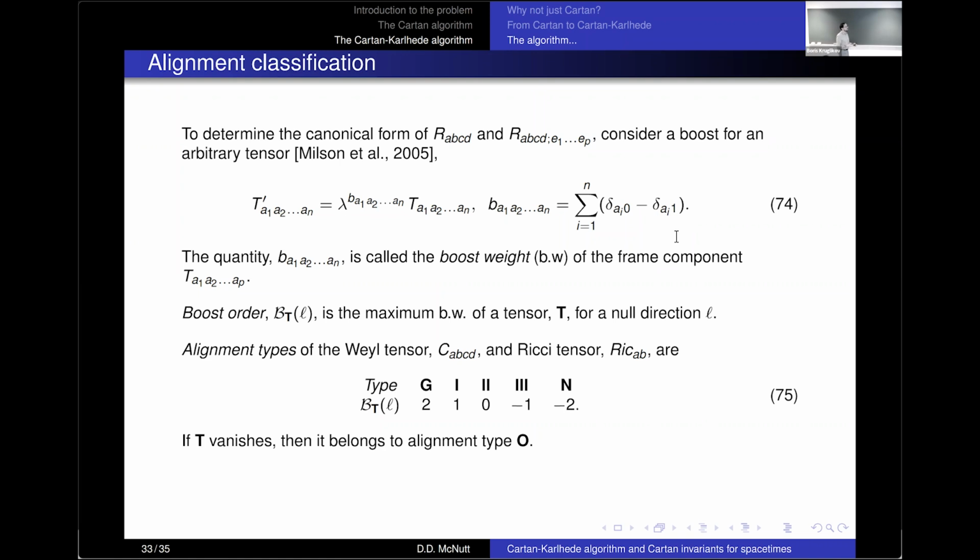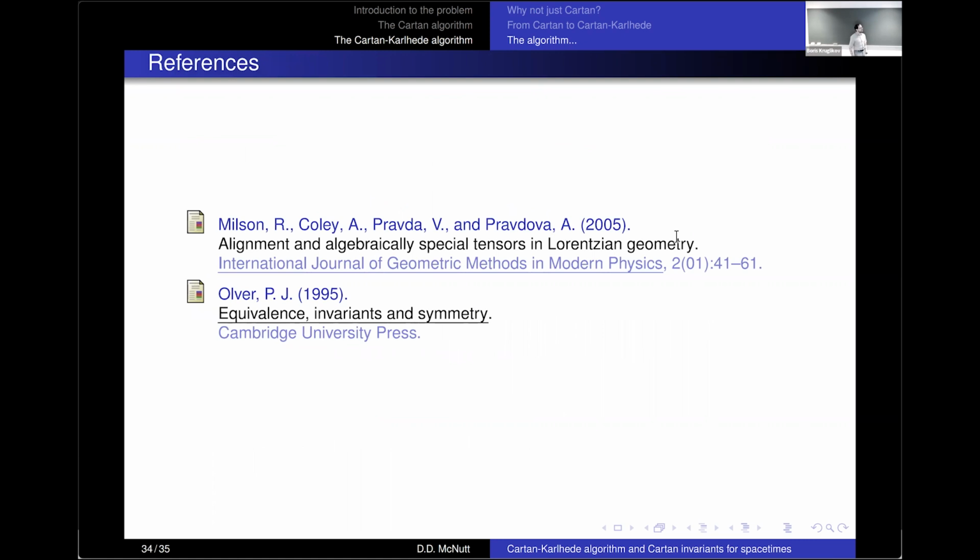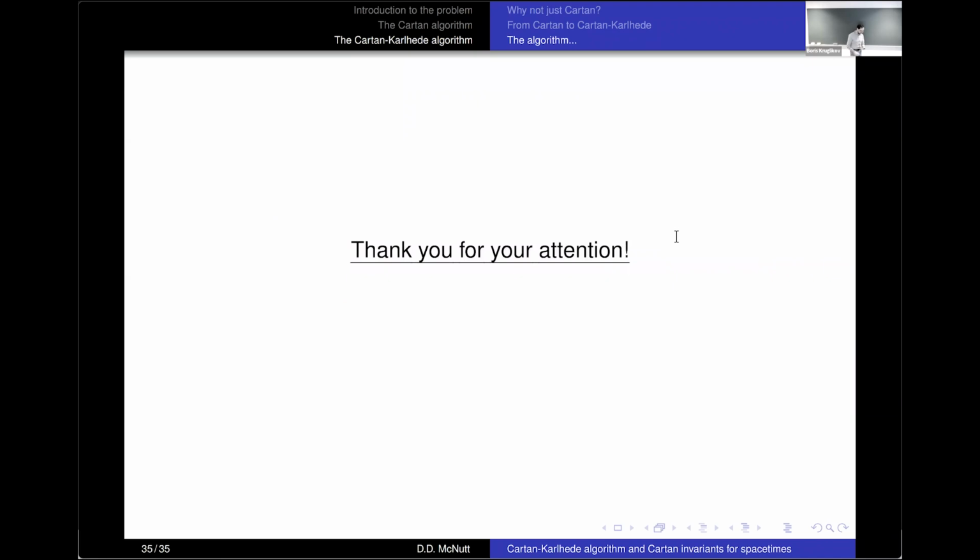So what I hope to do is to talk about the Newman-Penrose formalism and the alignment classification. This will make the implementation of the Cartan-Karlhede algorithm easier, and I will talk about some examples in the next talk. These are the references. Since I stole so much from Oliver, I feel like I definitely have to cite them. And then one of my favorite papers on the alignment classification by Milson, Coley, Pravda, and Pravdova. Okay, thank you for your attention.